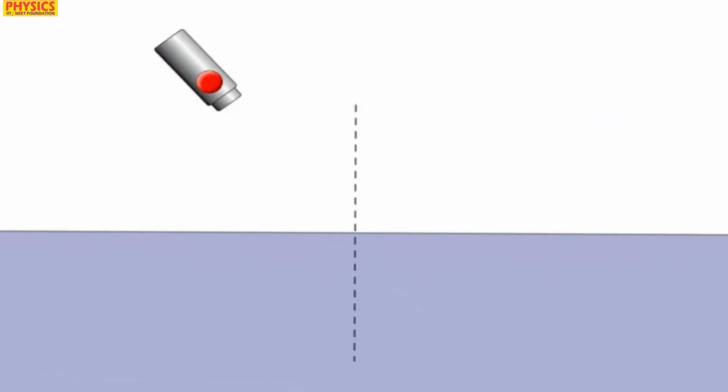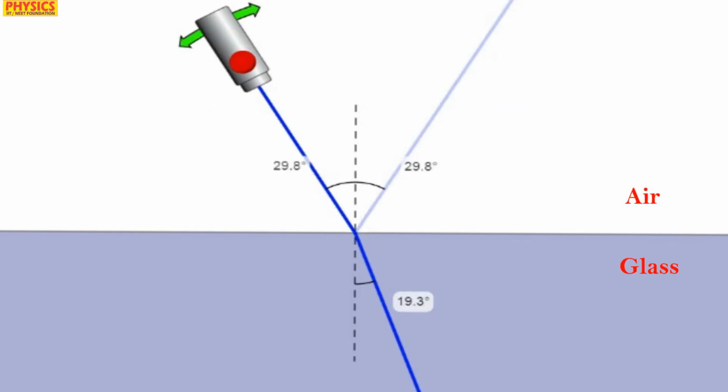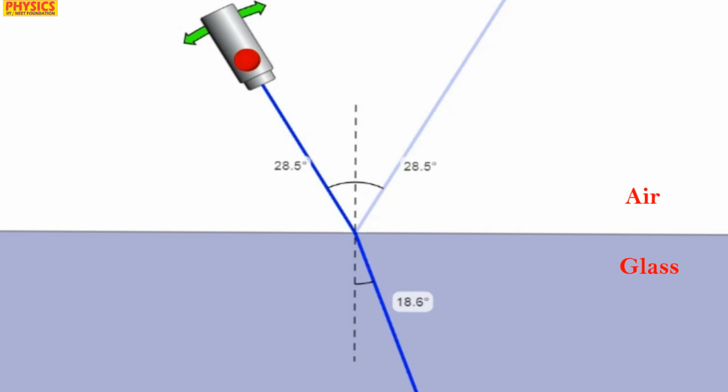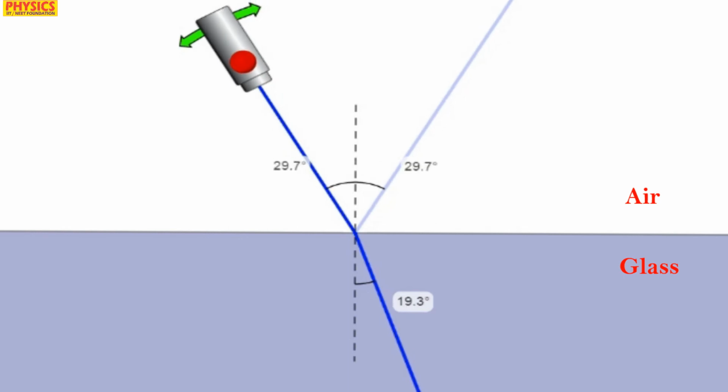Let us verify Snell's law by conducting a simple experiment. For this experiment, I have taken air as a rarer medium and glass as a denser medium. So now light is moving from rarer medium to a denser medium. So let us see for an angle of incidence 30 degrees, what could be the angle of refraction.